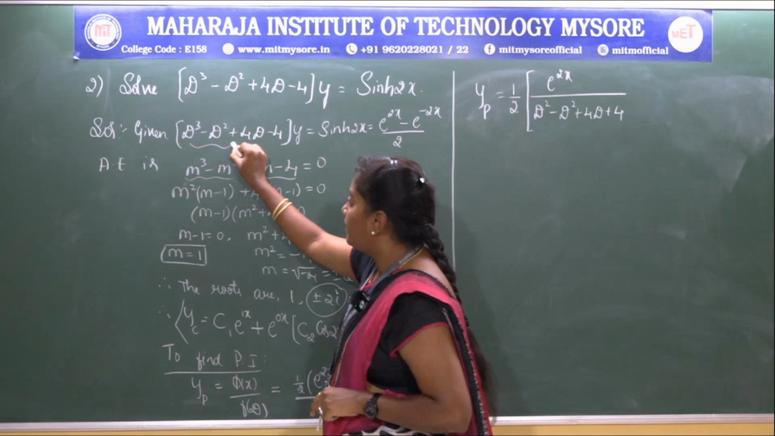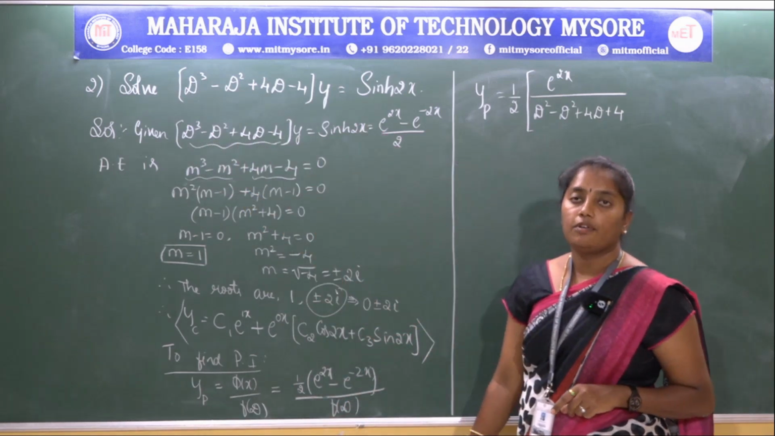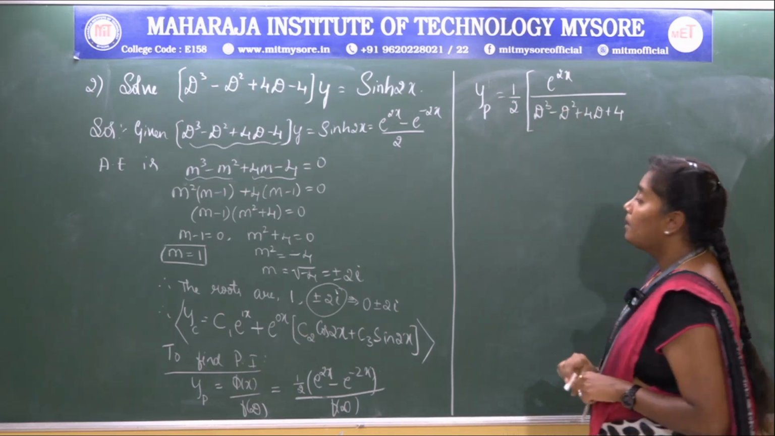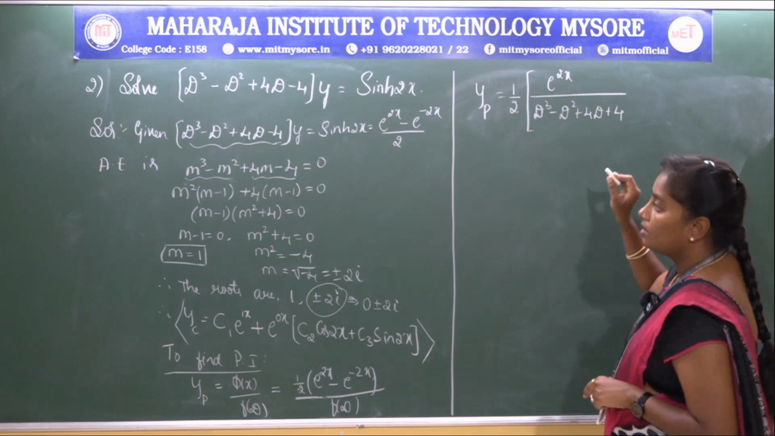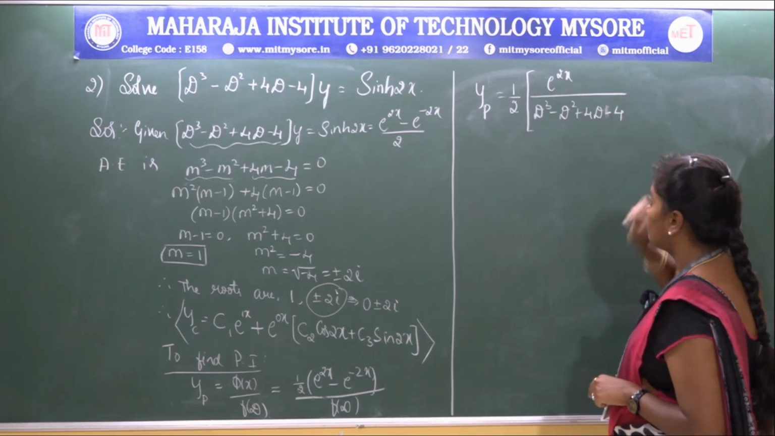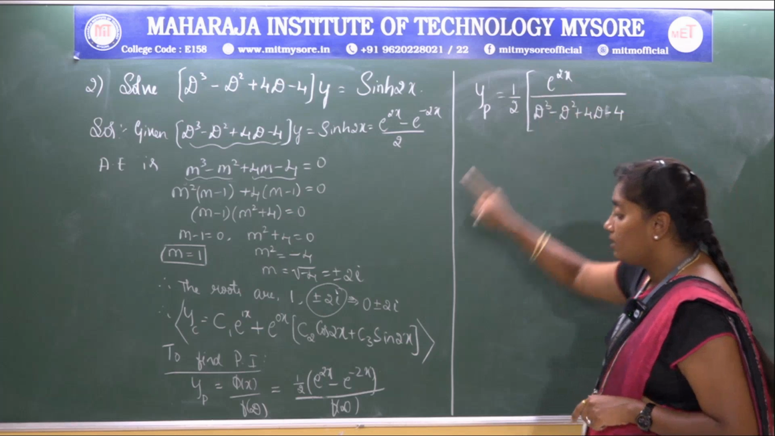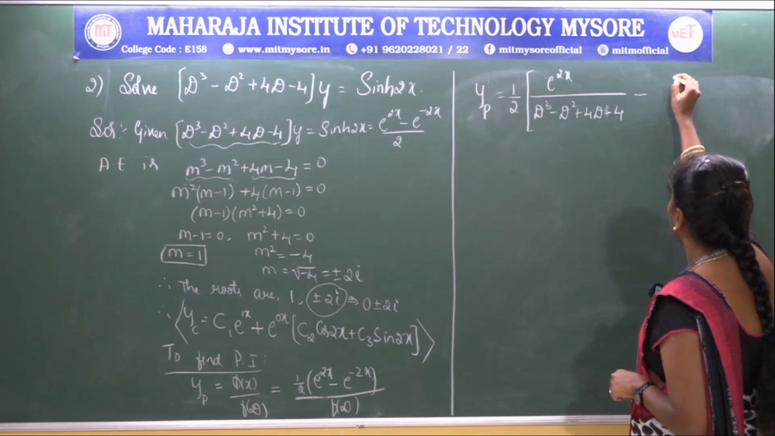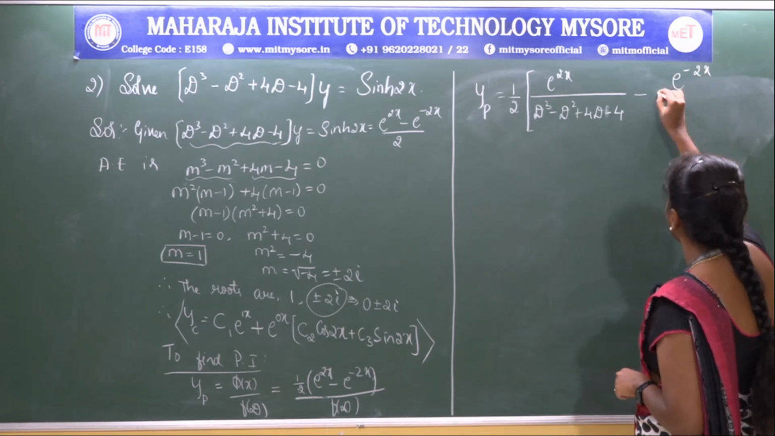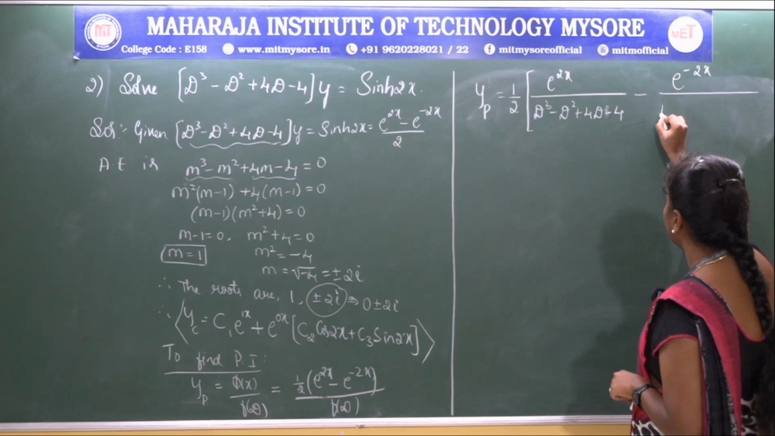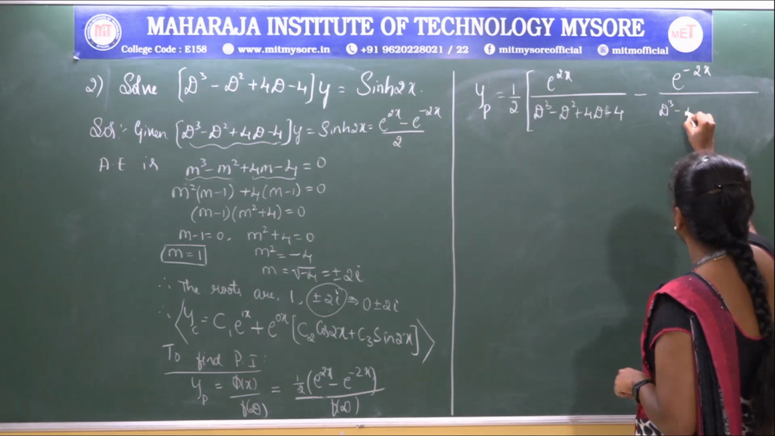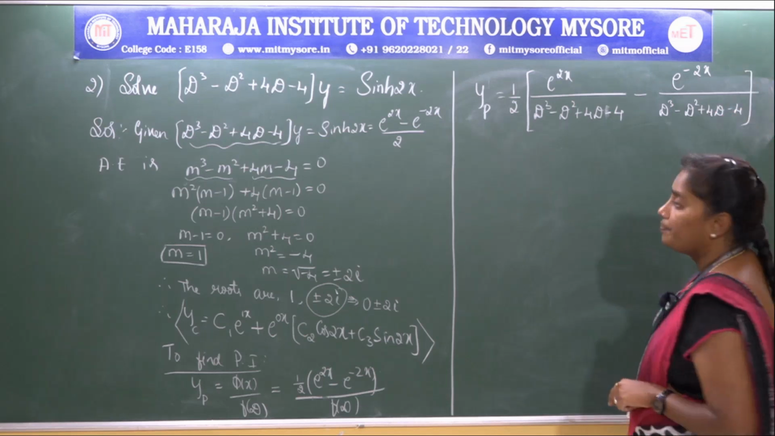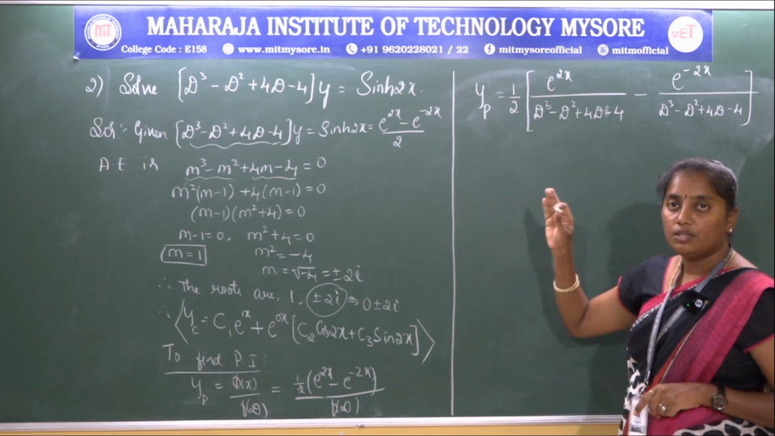This differential operator equation is f of D, that is function of differential operator, D cube minus D square plus 4D minus 4. This is the differential operator. This is for the first term, e power of 2x divided by f of D, minus e power of minus 2x divided by f of D, that is D cube minus D square plus 4D minus 4. Splitting that function into two elements.